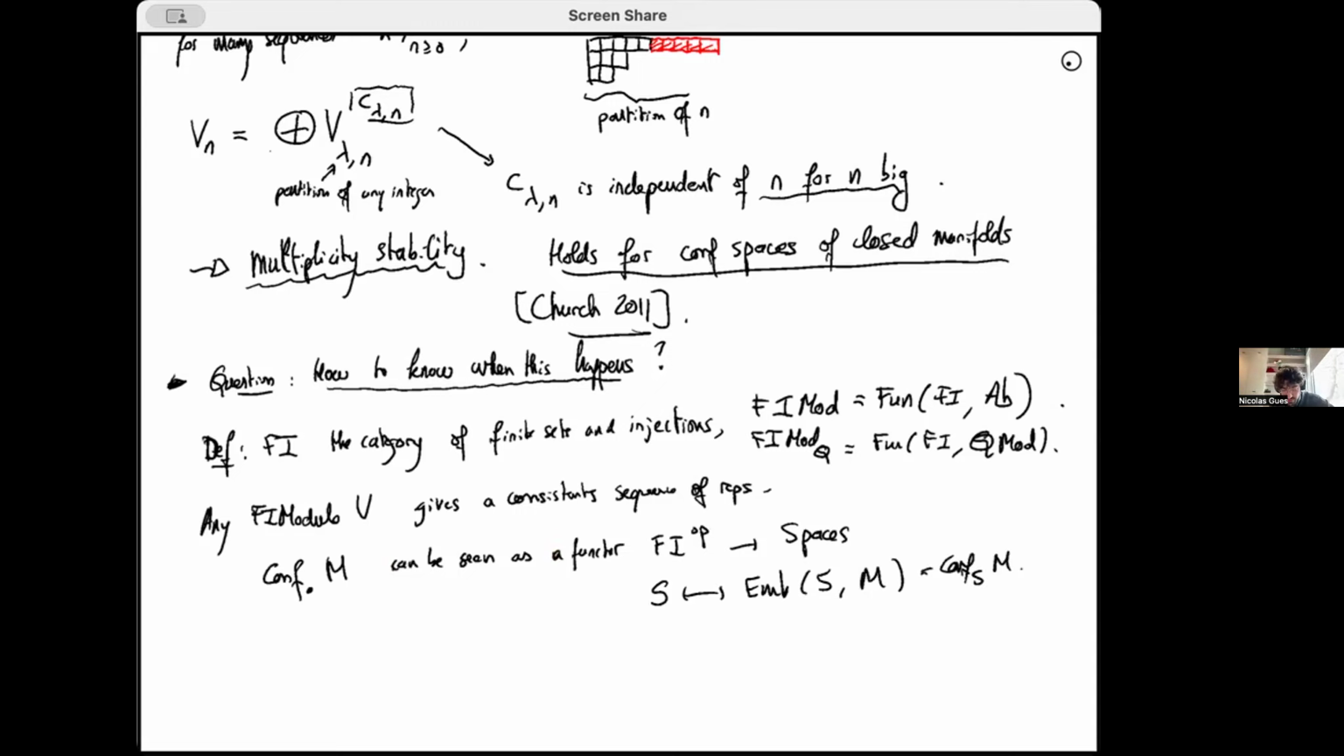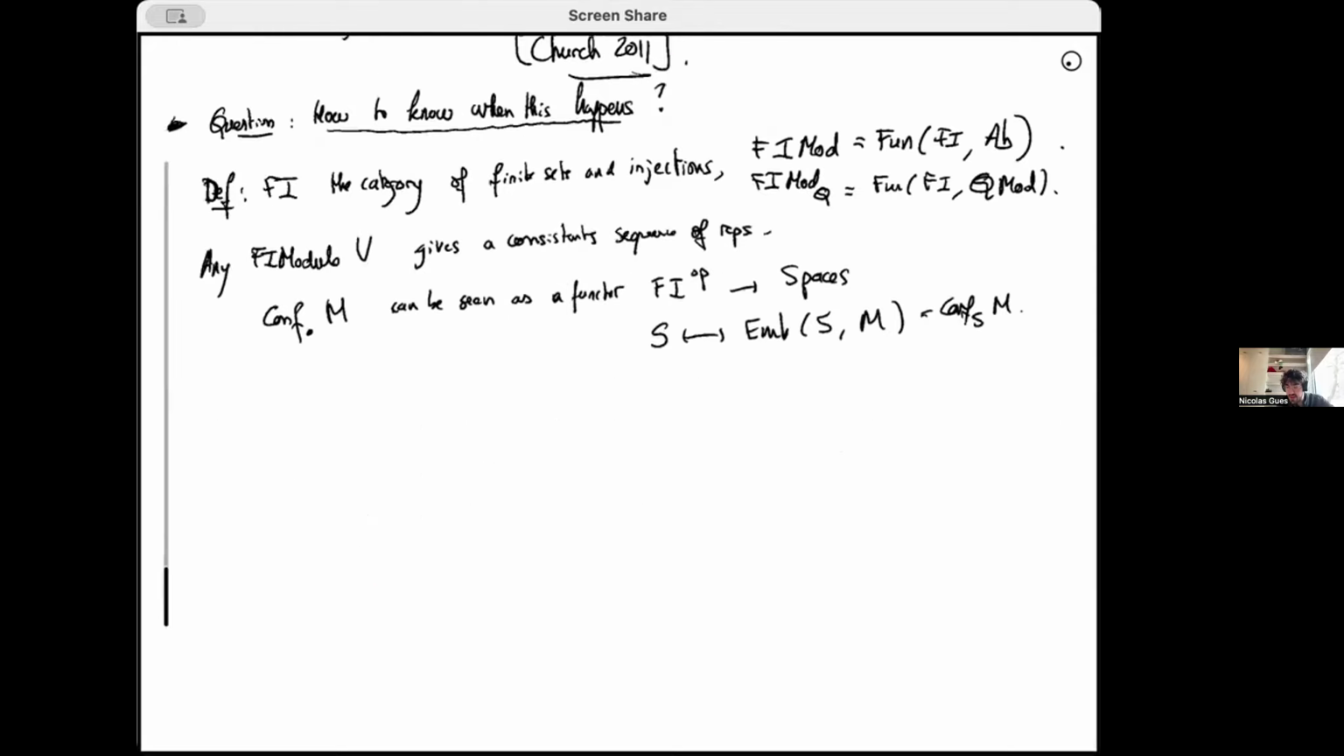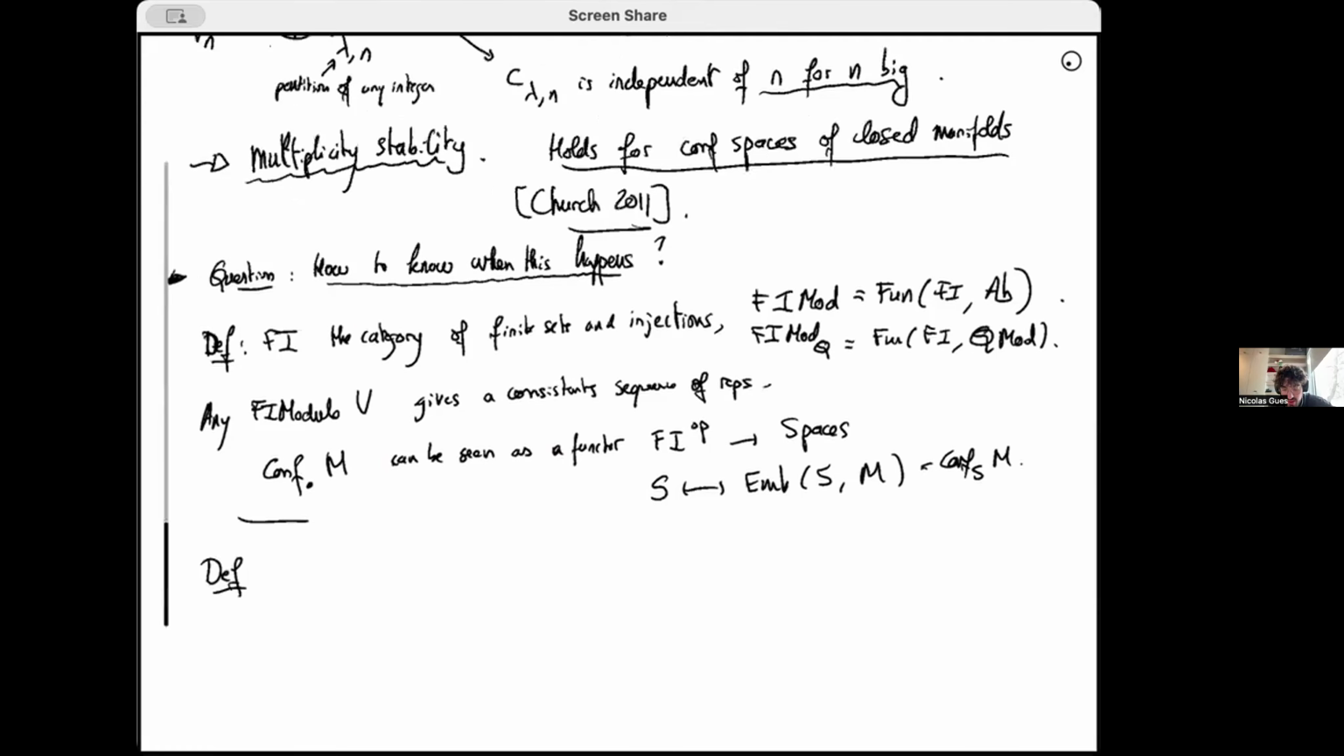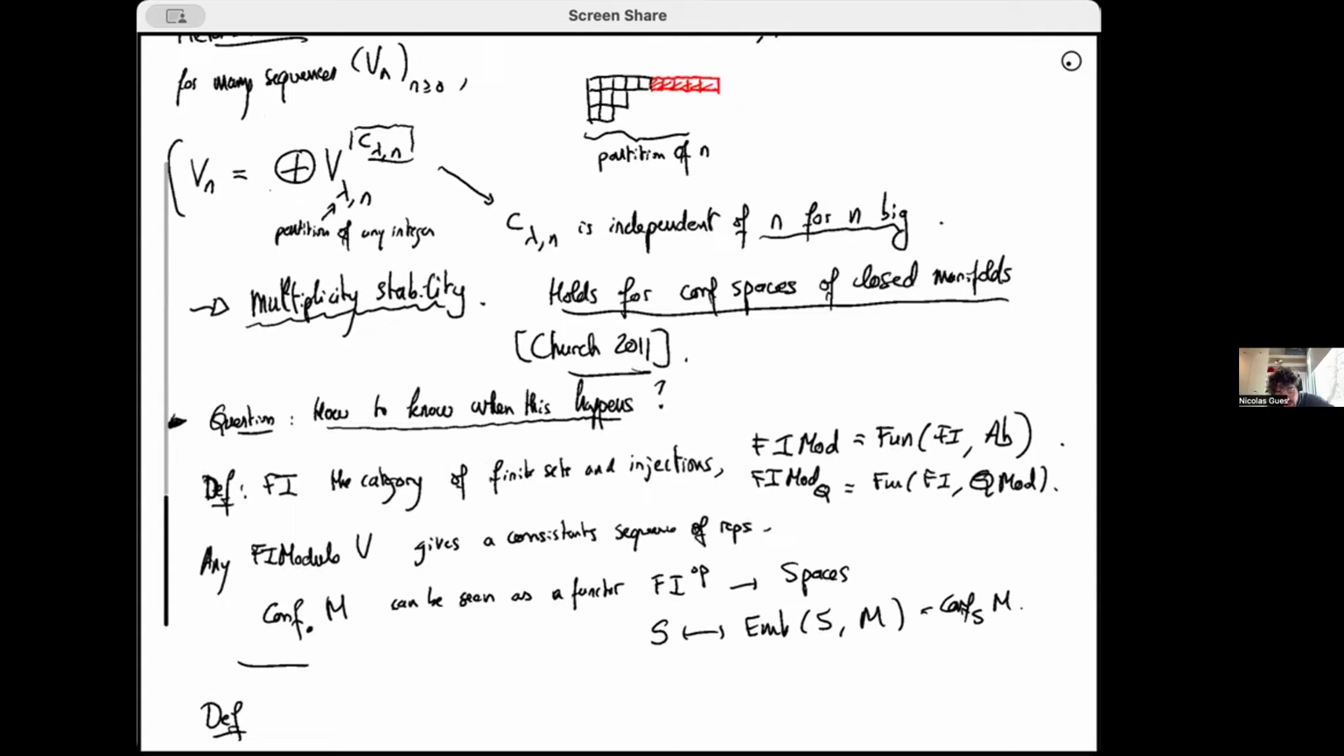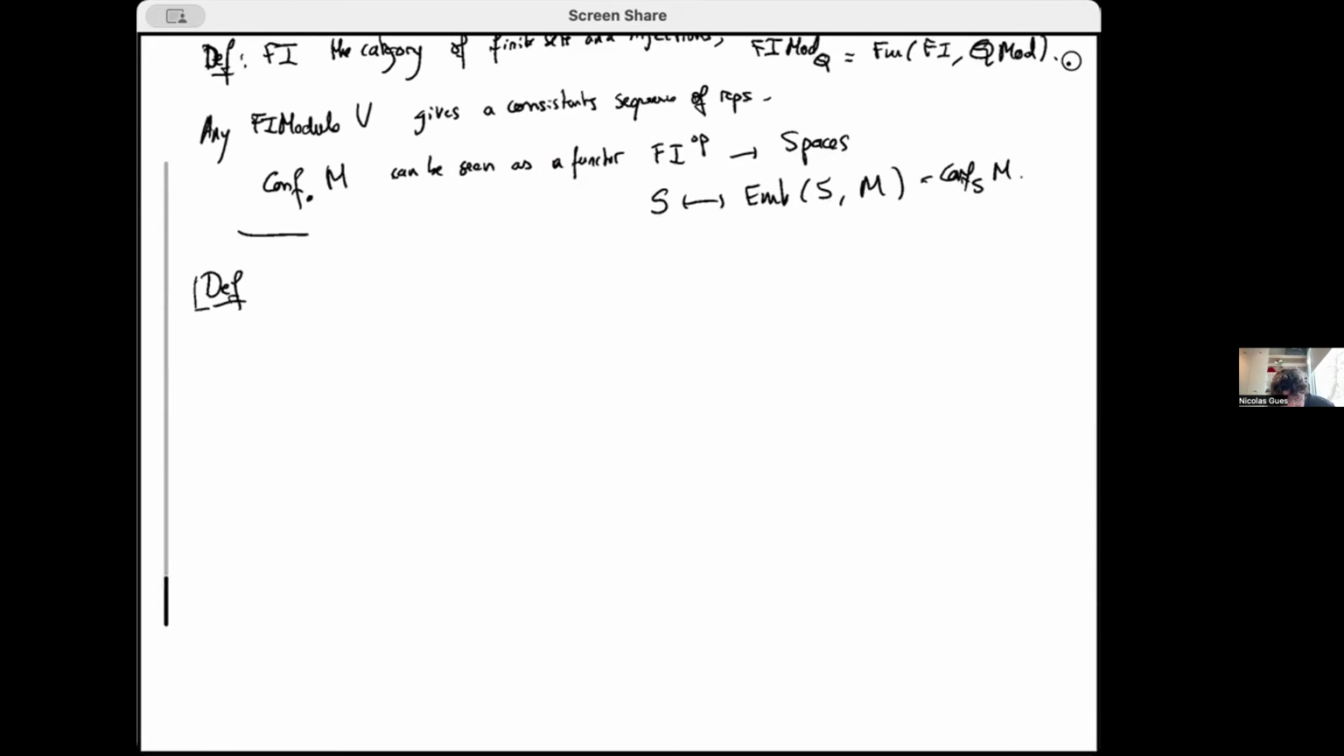Okay. So why did I define this category of FI modules? The interesting point is that an interesting thing will be to understand if I can read the multiplicity stability phenomenon at the level of the FI module. Like this is an algebraic object. What can I say about it that guarantees me to have this stabilization phenomenon here? And this is what I'm going to say now.